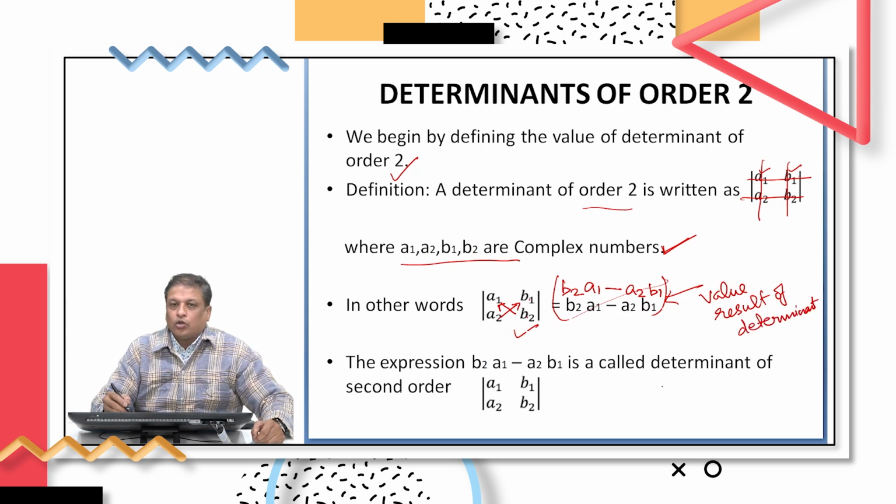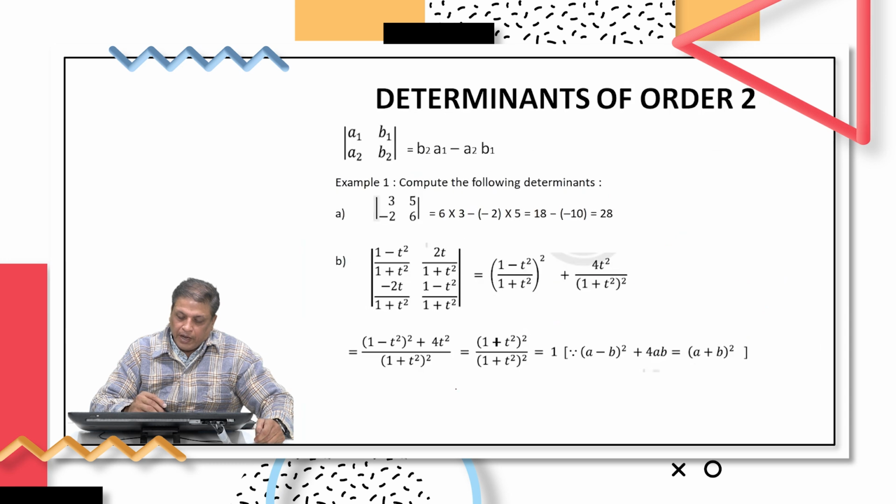Now let's solve some examples. Over here in example A, we are given a determinant 3, 5, minus 2, 6. Now, what is the order of this determinant? Because there are 2 rows and 2 columns, the order of the determinant is 2. It is a determinant of order 2.